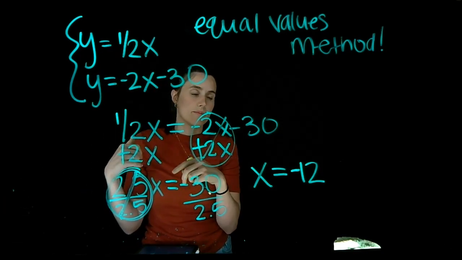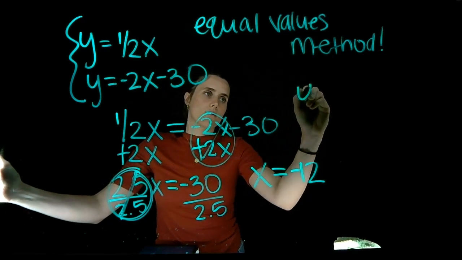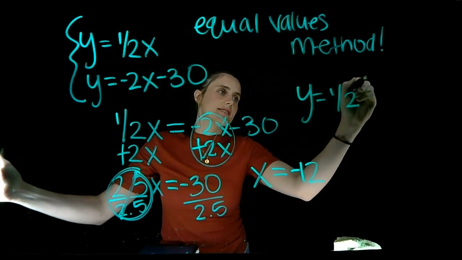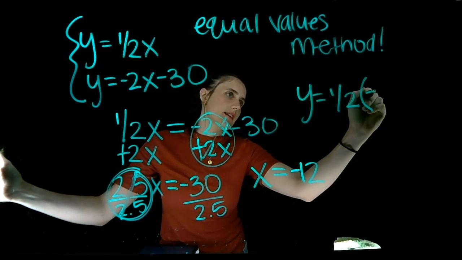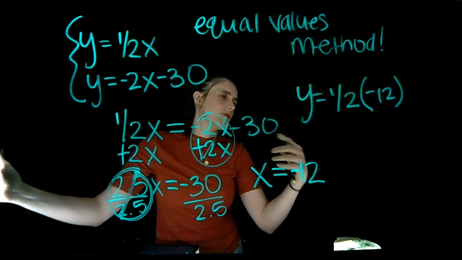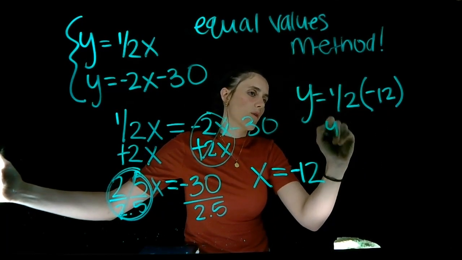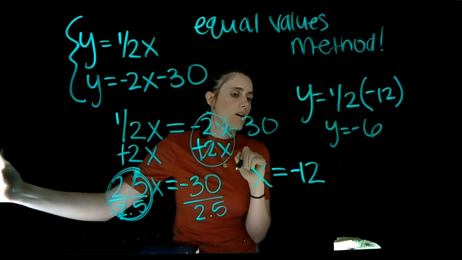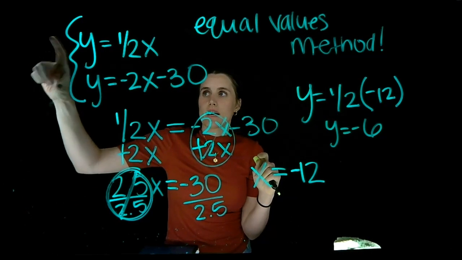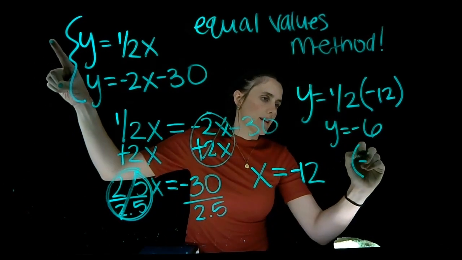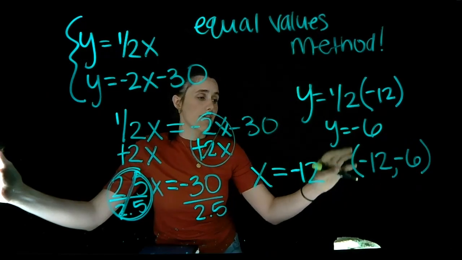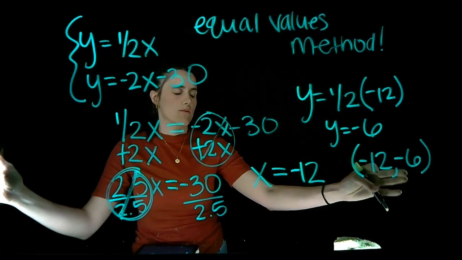It's easier to manipulate. I'm going to take this first equation, y equals 1/2, and instead of times x, I'm going to say times negative 12. So 1/2 times negative 12, or we can say negative 12 divided by 2, equals negative 6. So y equals negative 6. So I know that these two lines intersect at the point negative 12, negative 6. If I were to graph this, this is where the two lines would intersect.